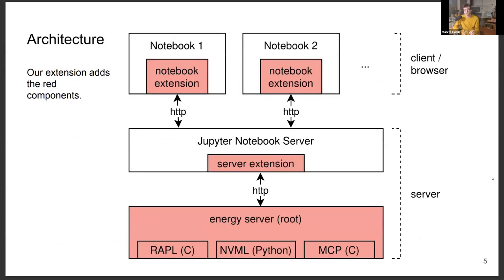This is how those extensions work. So one component is running in the notebook, in the browser, and it can, for example, add new UI elements. Another component is running on the server. And in our case, we also add an energy server that aggregates all this information. Next slide.